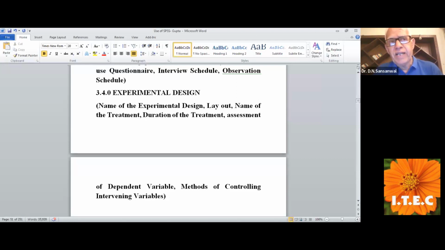And these must be given in detail so that any researcher interested in replicating your research should be able to do it. Because the complete information the person will get from your thesis. So he can replicate. He will select the sample the way you have selected. He will take the tools which you have used. So therefore, the things will be very simple.